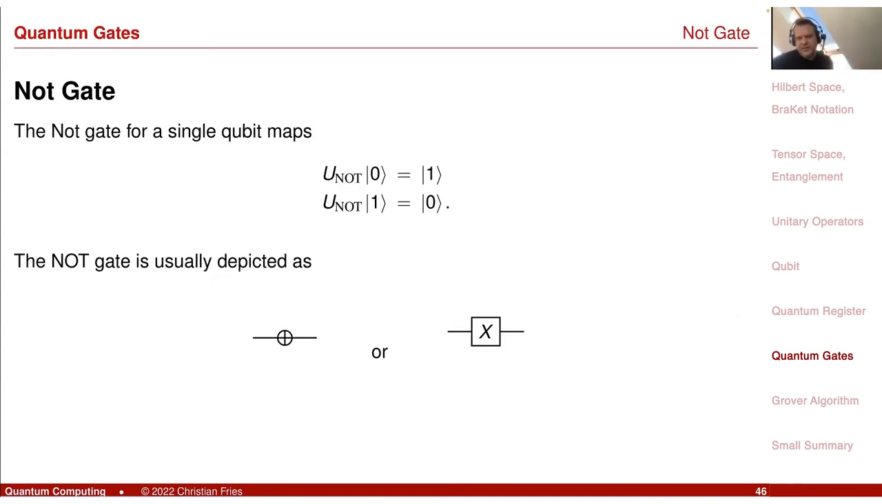And there is a certain standard for how you draw these pictures. The NOT gate is usually depicted by this symbol, this cross, or an X. It can also be interpreted as a certain rotation. You will see this later in another session. So that is the NOT gate.